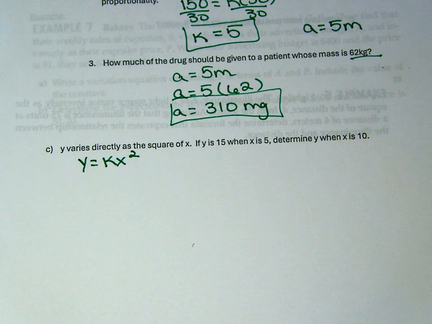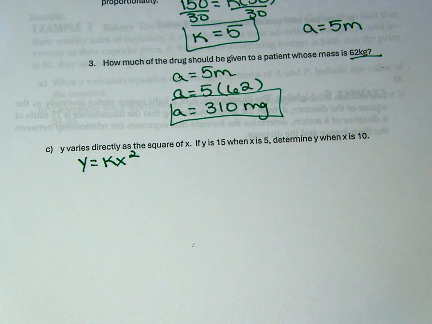So your equation can change a little bit depending on what it says. If it doesn't say the square of x or the cube of x or x divided by 2, then you're going to assume it's just a regular old y equals k times x, like we did up there with a equals k times m. But this one changed it a little bit, and it says y varies directly as the square of x. Then it's going to give us some more information. It says if y is 15 when x is 5, determine y when x is 10.